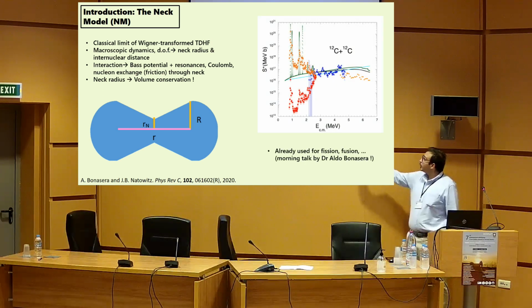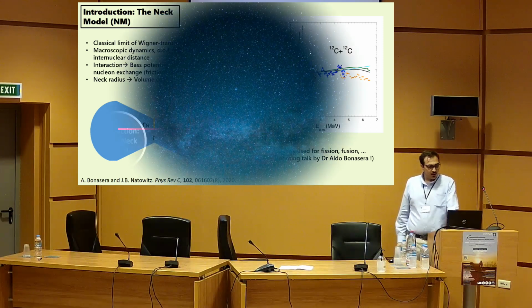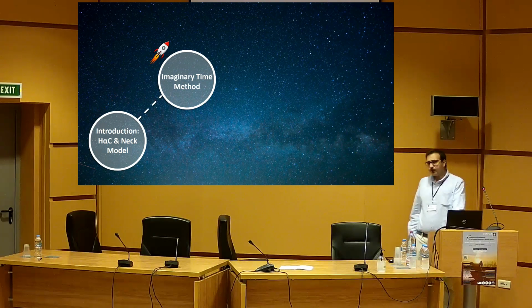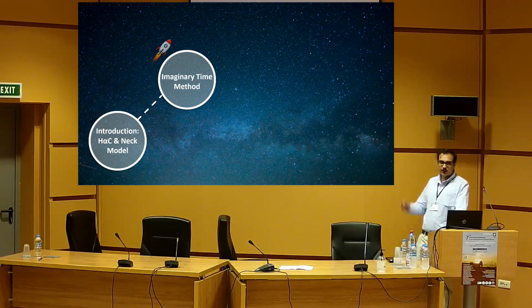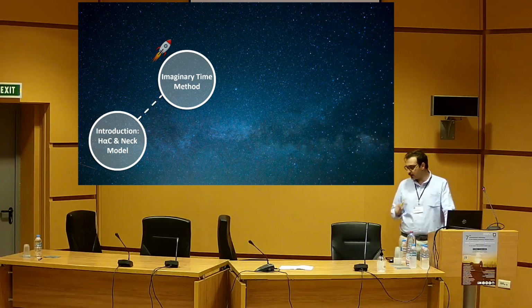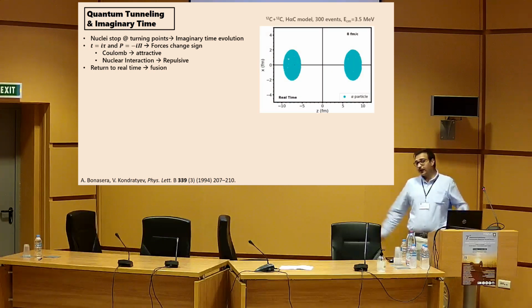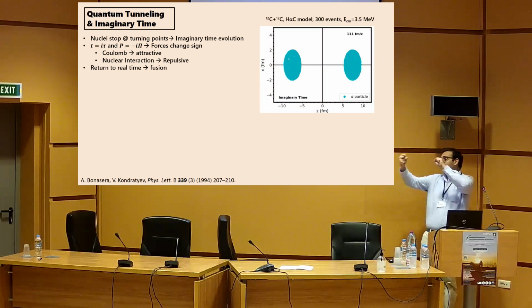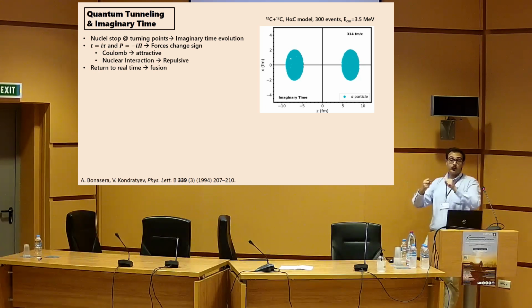This has also been studied for fission and fusion, as we have discussed in the previous talk. We'll now move towards the imaginary time method, which is actually the tool that allows us to study a quantum effect, such as tunneling, with the semi-classical model. Initially, the 2 nuclei are moving towards one another, and at some point, they stop when they have low energy due to the Coulomb repulsion.